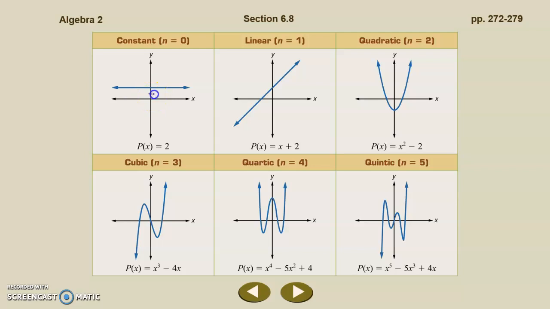You know, if this is, for example, y equals 2, that would be our constant function. Remember that x equals 2 is not a function if we were to graph that, because it does not pass the vertical line test. So x equals 2 is not a function. Our constant function is only y equals, or p of x equals 2, in this case.